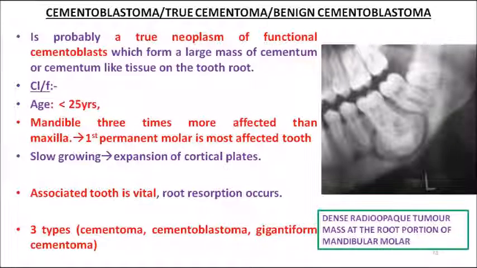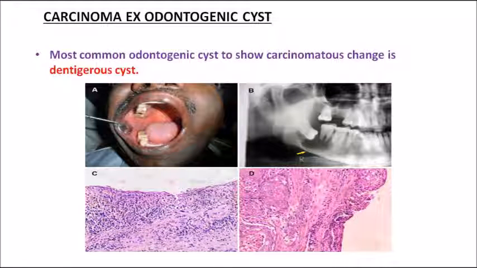Clear? Now coming to the malignant variety. In the malignant variety we have to learn only one lesion that is important from the MCQ viewpoint, that is carcinoma ex odontogenic cyst. So the odontogenic cyst that most commonly shows carcinomatous changes is which cyst? The cyst is dentigerous cyst.